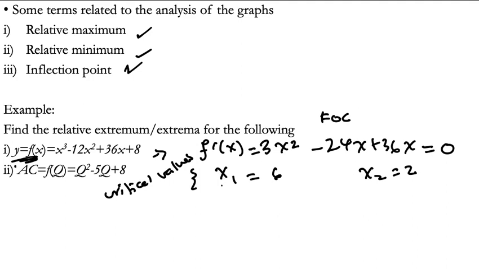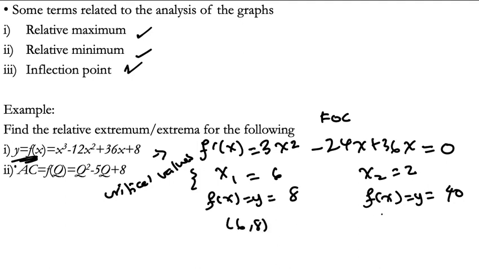Okay, now at x1, you're going to find f of x or y equals 8. At x2, you're going to find f of x, y equals 40. So here the coordinate will be 6, 8. Here it's going to be 2, 40, isn't it? Whether this particular point is maximum or minimum, there is a way to check it.